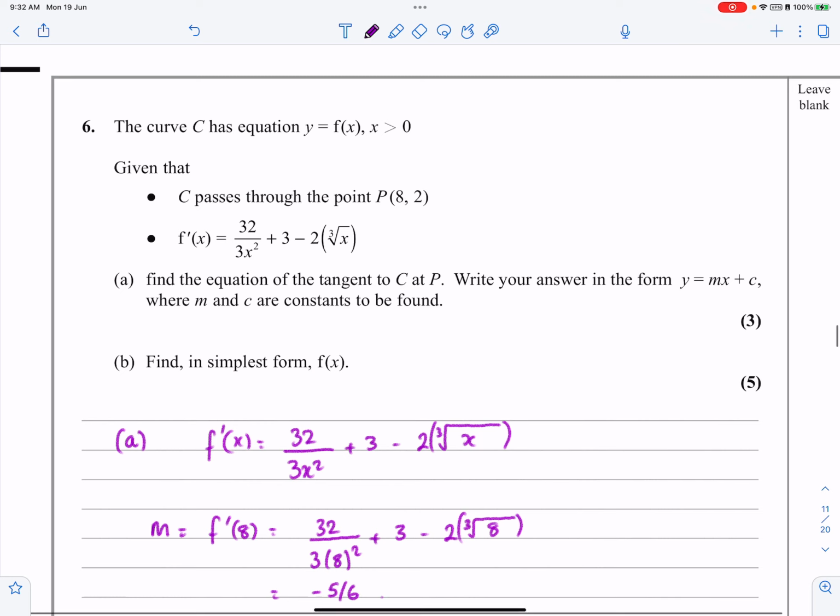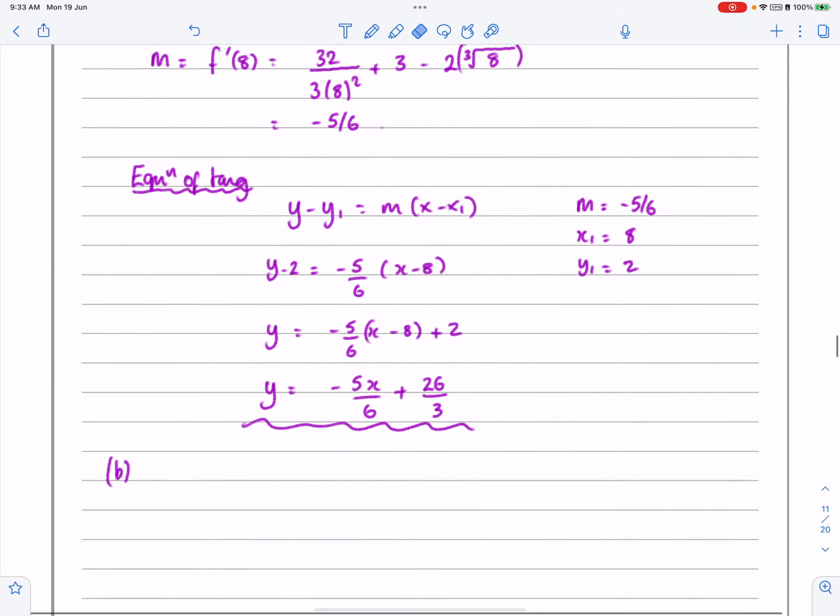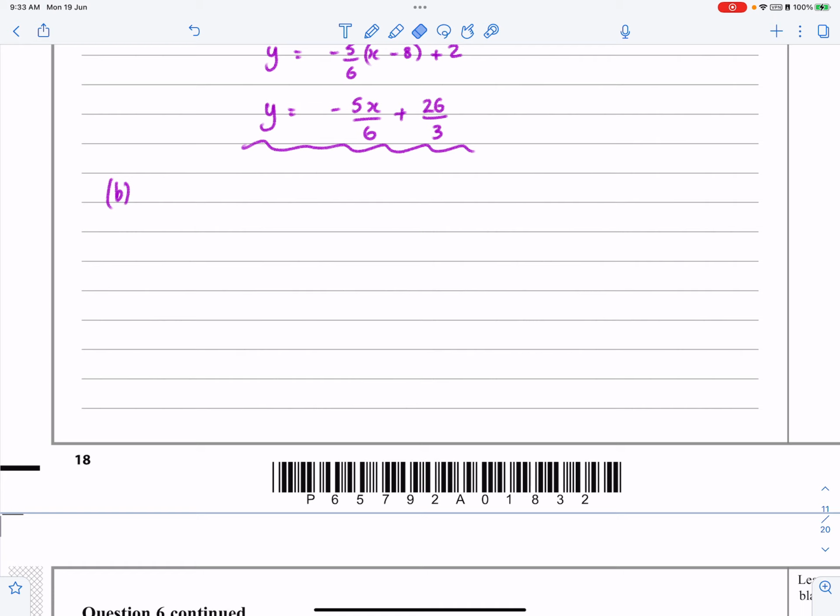Part B, what does it say? Find f(x). So if I need to find f(x), I'm just going to integrate this. I'll get a constant of integration, but then I know that (8, 2) is a point on the curve. So if I put that in, I'll be able to work out the constant. Okay, that's explained it to you. Let's actually now just say what we're going to do.